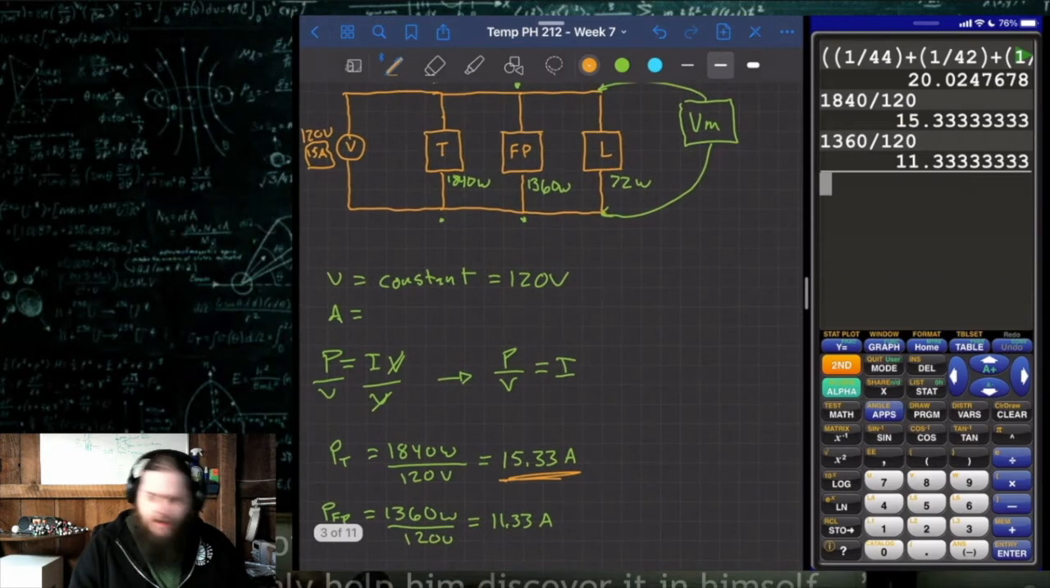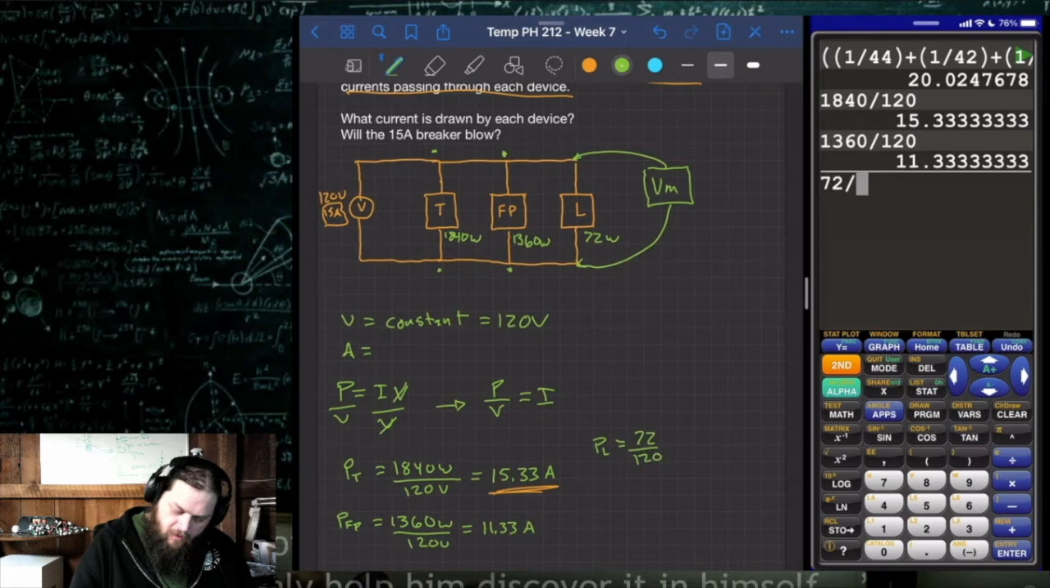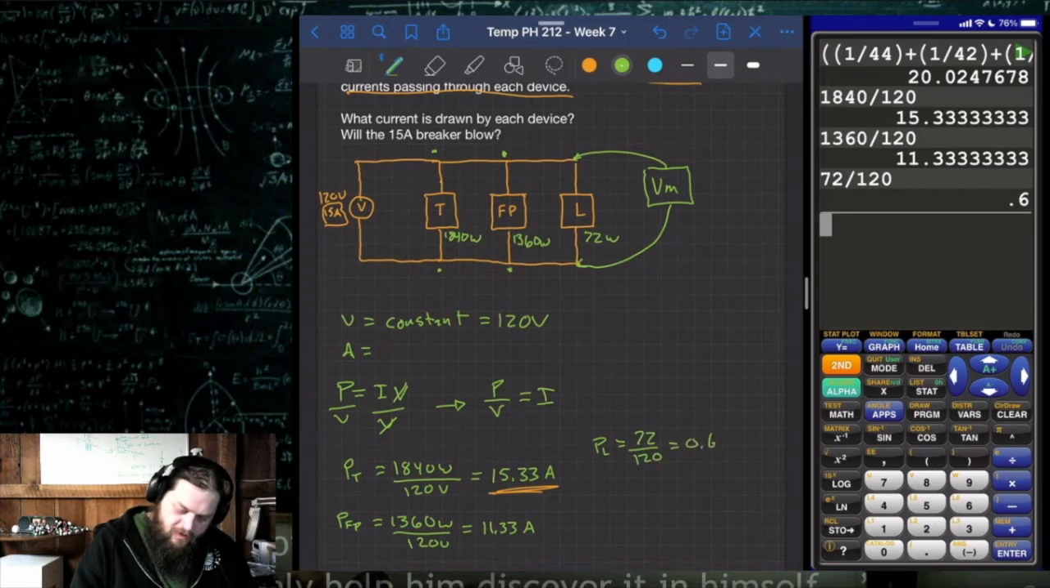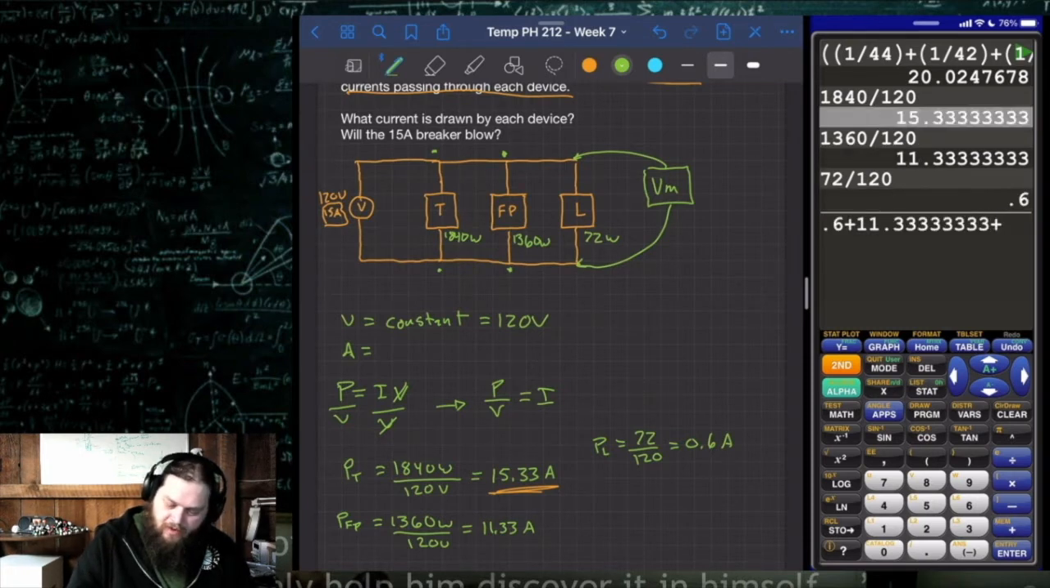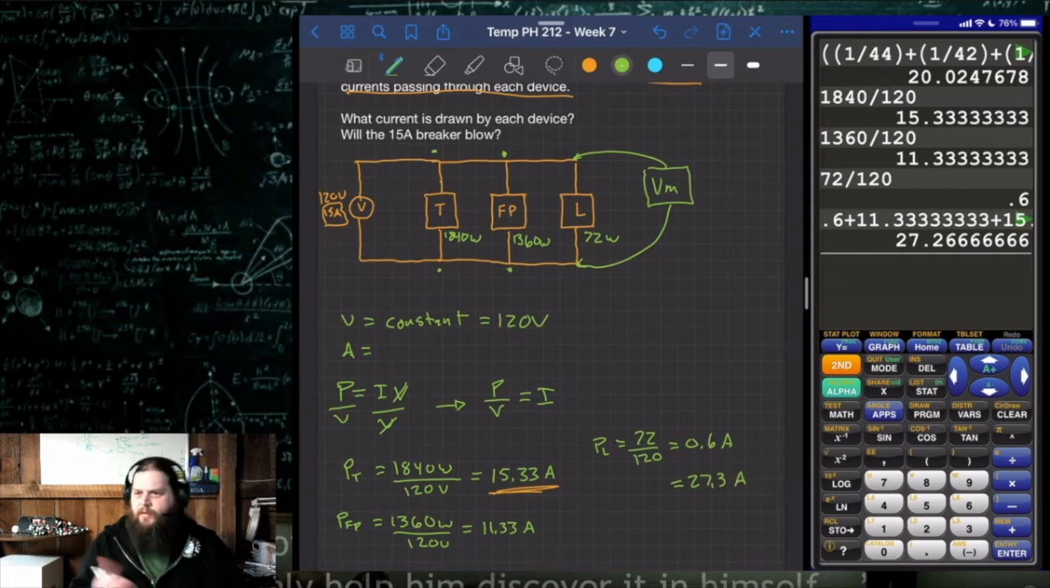So we can continue on and find the current of the lamp, which is going to be 72 divided by 120. 72 divided by 120 is 0.6 amps. And we can sum all these up, to find out how many total amps we're actually drawing. So that's equal to 27.3 amps, which is much more than the 15 amp circuit.